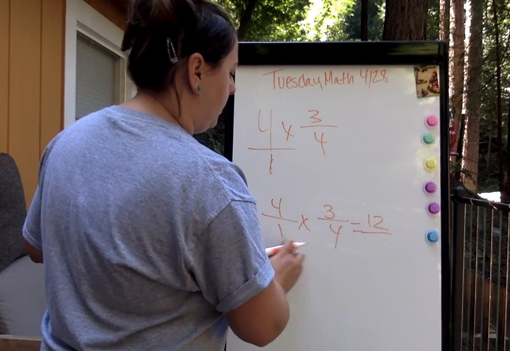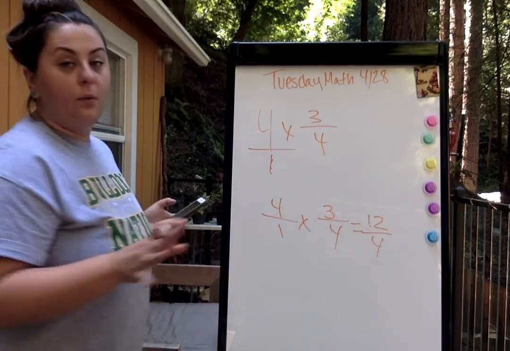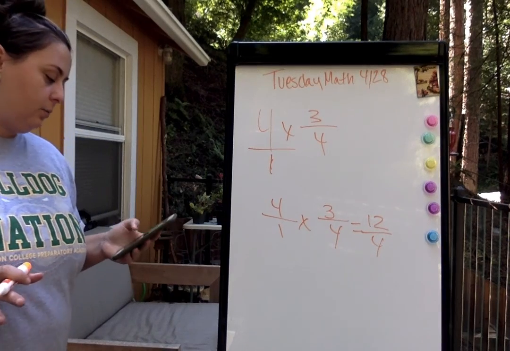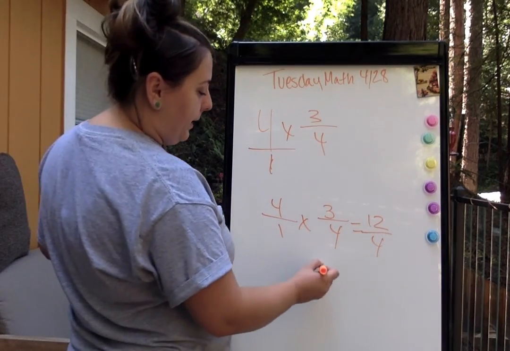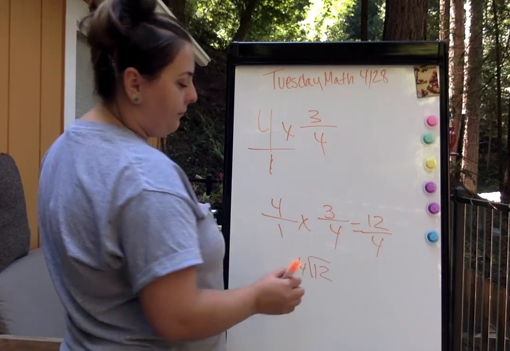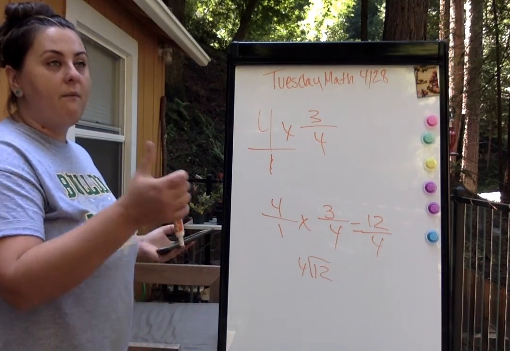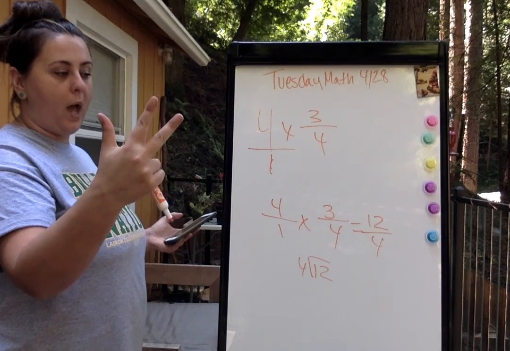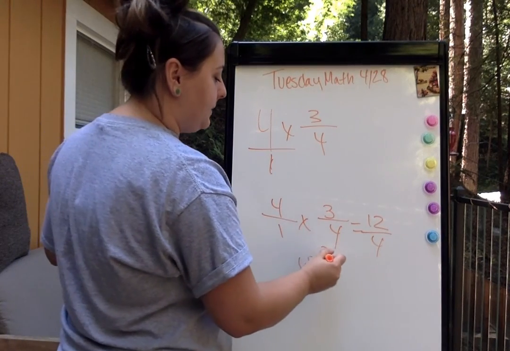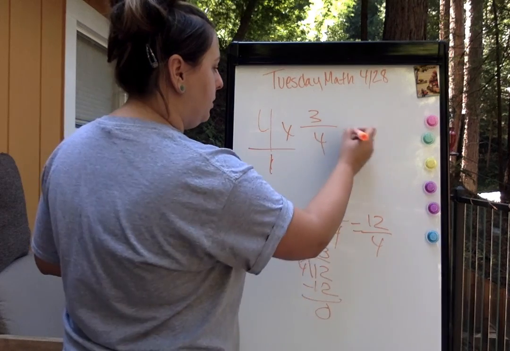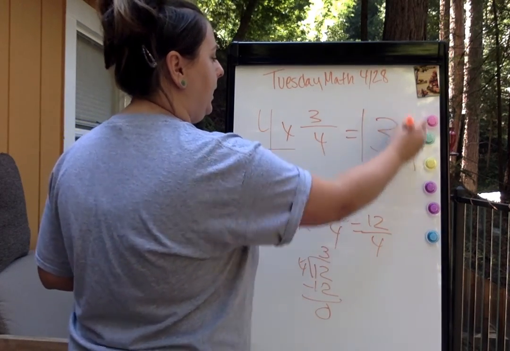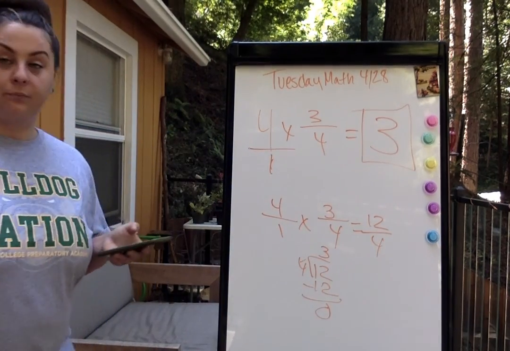12. And 1 times 4 is 4. Now, this is an improper fraction. We're going to have to convert it. So, we're going to do 12 divided by 4. 4 goes into 12. 4, 8, 12. 3 times. 4 times 3 is 12. So, your total is a big 3.